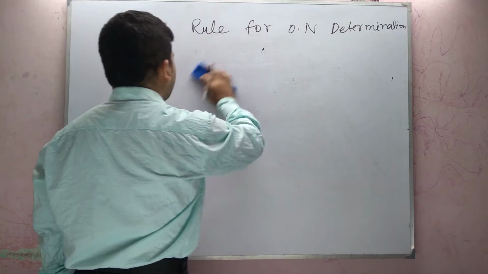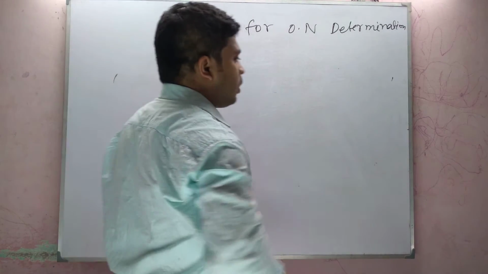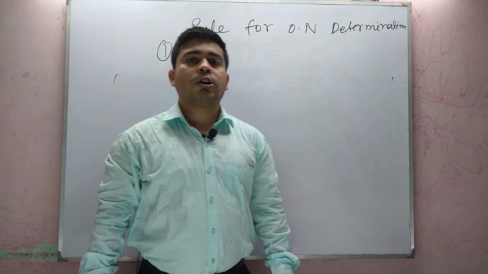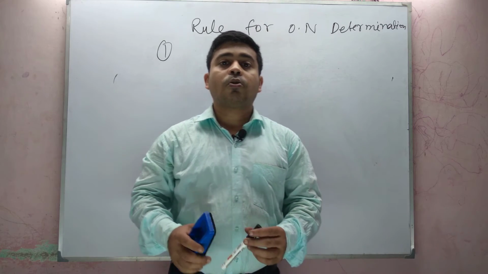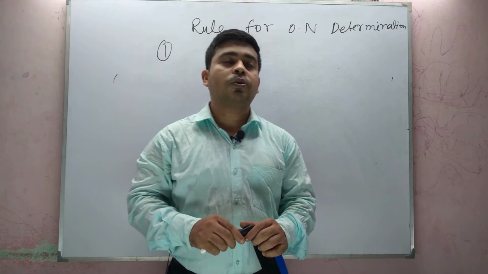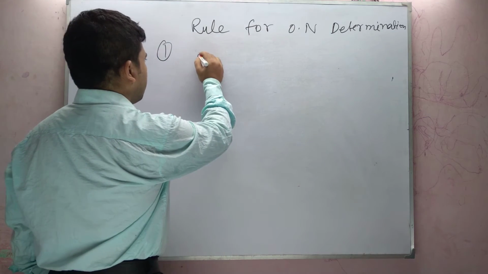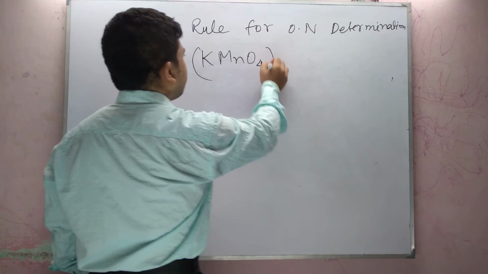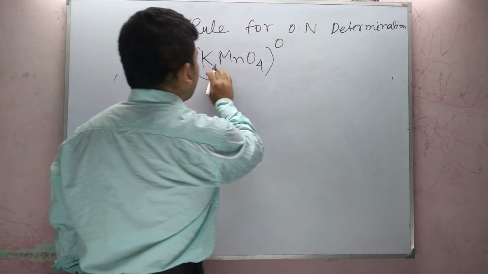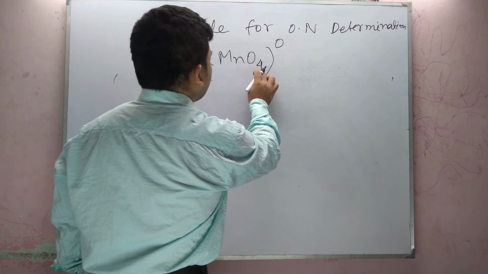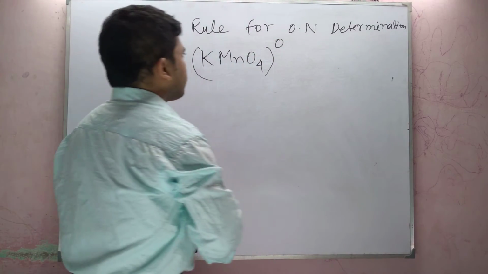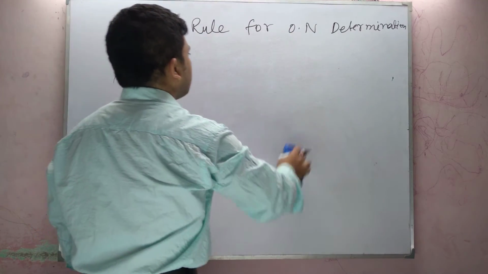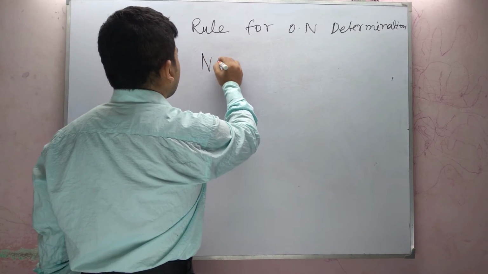Another important point is that for a covalent compound, the more electronegative atom should always get the negative oxidation state. For the overall molecule, suppose we are determining the oxidation number of KMnO4, the overall molecule has no charge, so the sum of the oxidation numbers of each element should be 0.